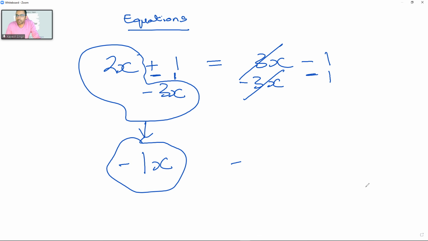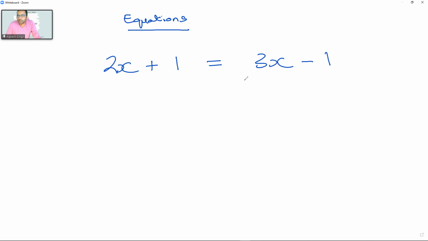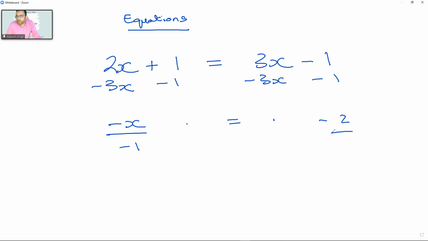All right. So let's have a look at this again. What I did here was I put negative 3x minus 3x minus 1 minus 1. This becomes minus x. That becomes 0. This becomes 0. And this becomes minus 2. Then I divide by minus 1, and I divide by minus 1. And I'm left with x equals 2. Maybe just write that down before we try one.